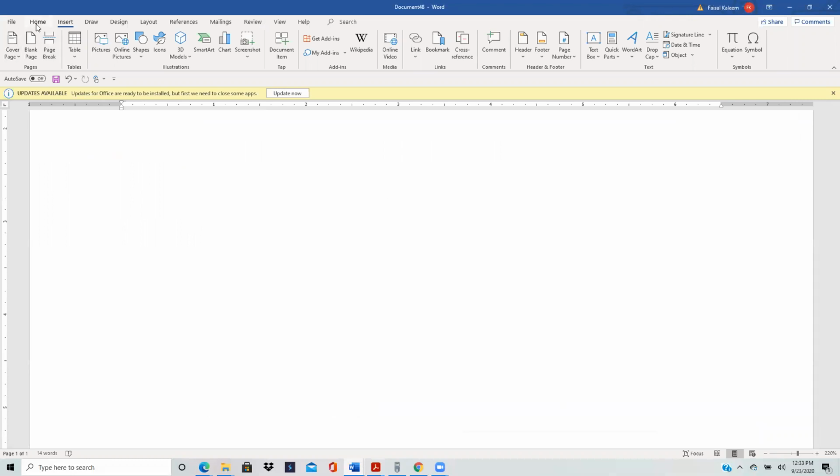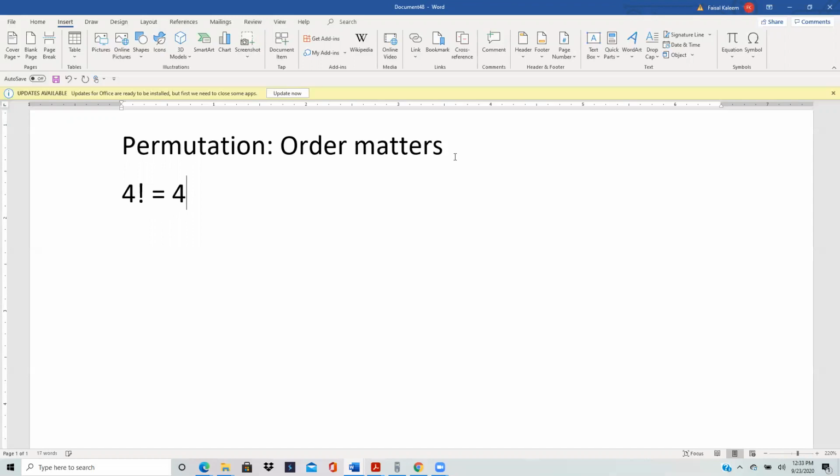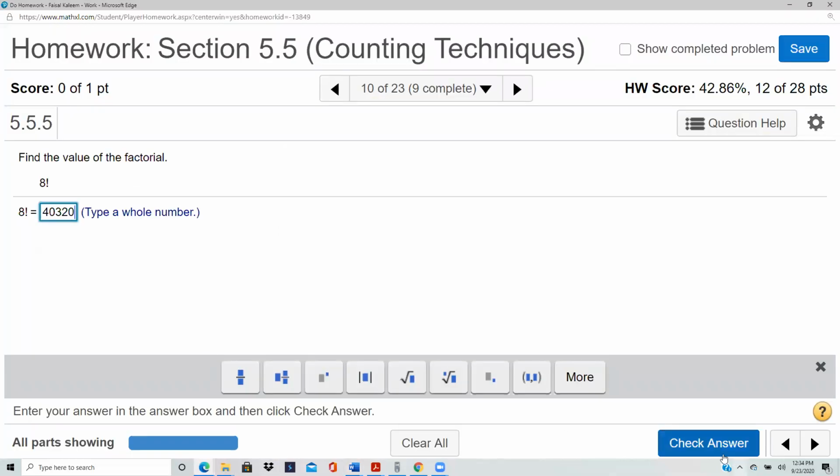So 8 factorial basically means, for any factorial, let's take a smaller number. If you have 4 factorial, what that means is you do 4 times 3 times 2 times 1. So you start multiplying from that number, you keep decreasing by 1 until you reach 1. So 4 times 3 is 12, and 12 times 2 is 24. So 4 factorial is 24. So that's the idea of any factorial. Keep that in mind, because you will need that knowledge in a later problem. So right now we're okay with this one.